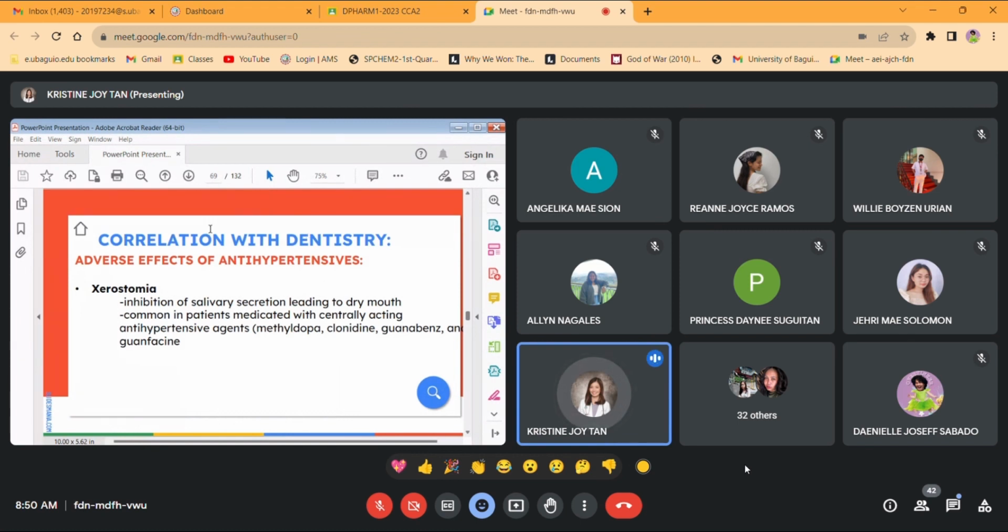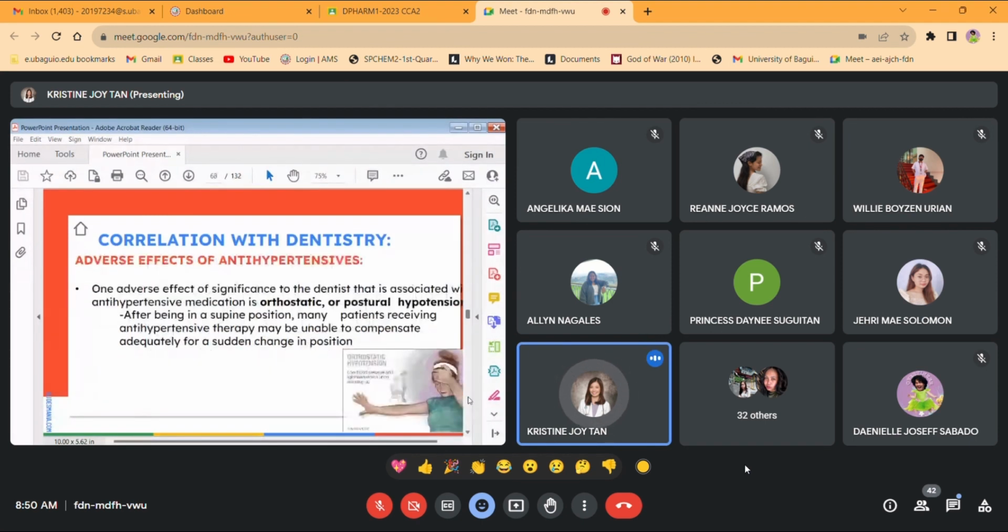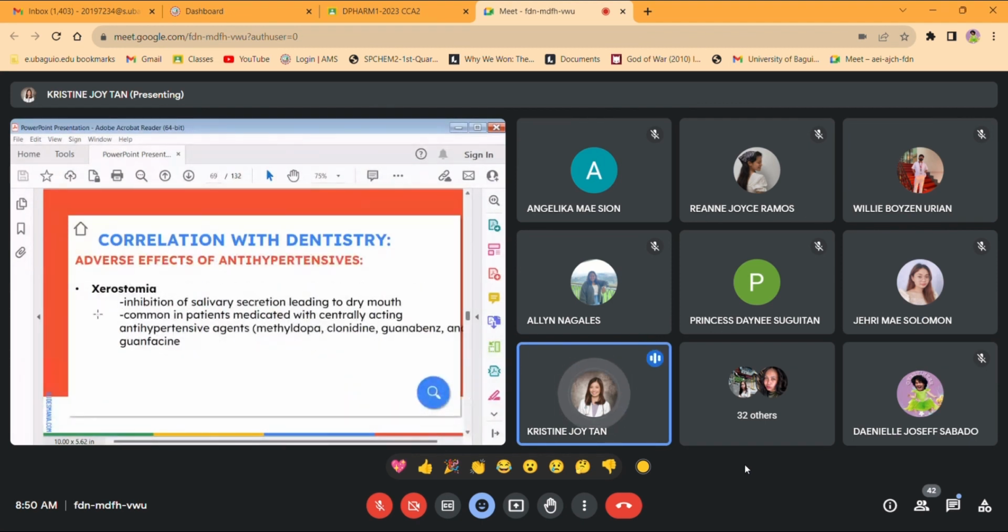So another adverse effect of your antihypertensive patients na important will be your xerostomia. So dun sa mga drugs nyo, take note of your drugs that cause postural hypotension, and here you have xerostomia. So inhibition of salivary secretions causing dry mouth. So common in patients medicating with centrally acting antihypertensive drugs, like yung na-mention natin kanina, your methyldopa and clonidine.